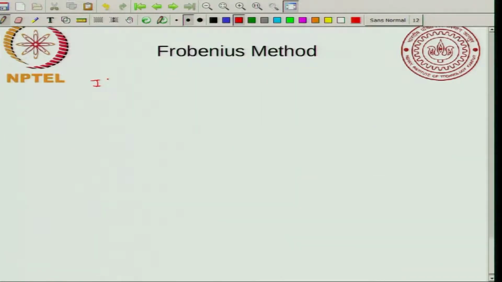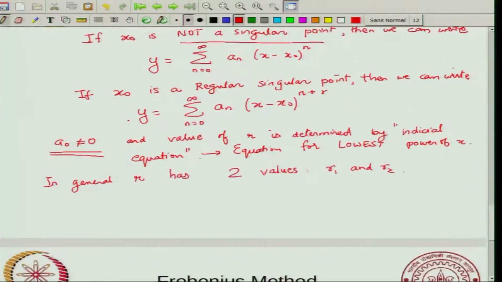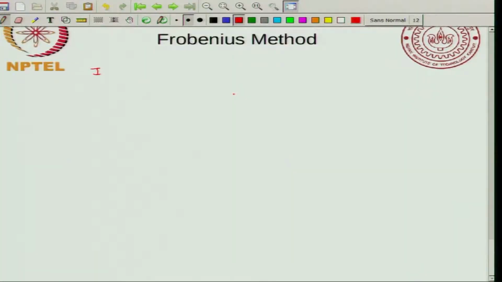So this method is called the Frobenius method. The Frobenius method is where you use this form of the solution, where you use (x - x0) raised to n + r. So I will just write it here, this is called the Frobenius method, and it can only be applied to regular singular points. And what we said is that you will get two values of r. So there are three cases.